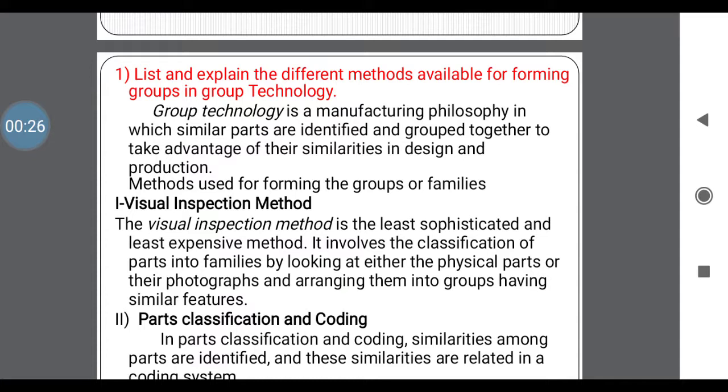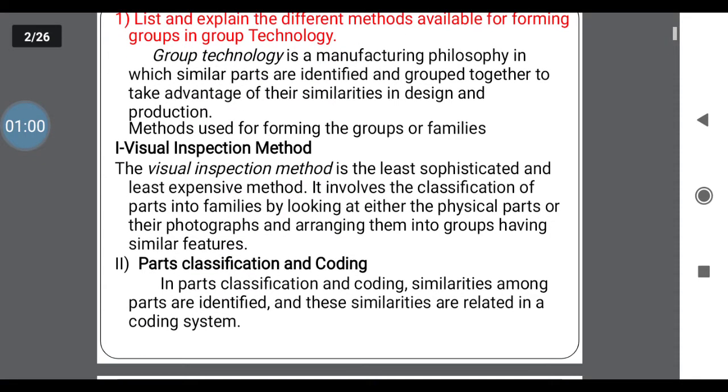First, what is the group technology definition? Group technology is a manufacturing philosophy in which similar parts are identified and grouped together to take advantage of their similarities in design and production. Means you check the number of products, analyze the product designs, and separate those that have a similarity in their design and make one group. Same as making groups in sports. Those that have similar properties, make the group and allow it for the production process.